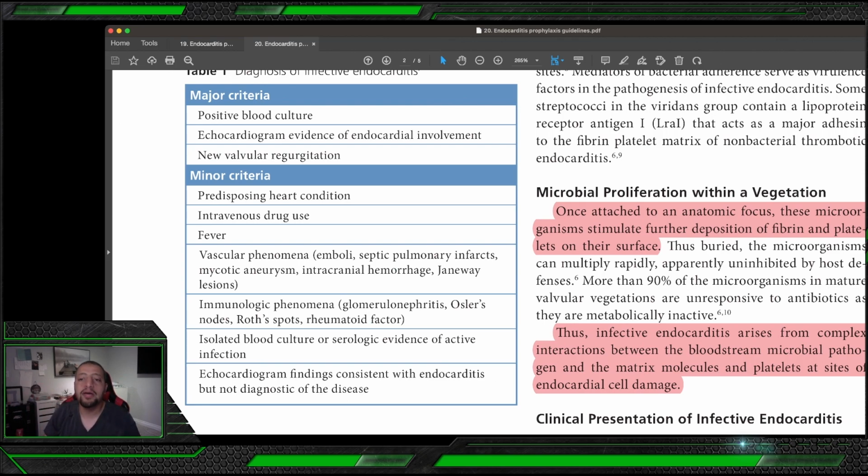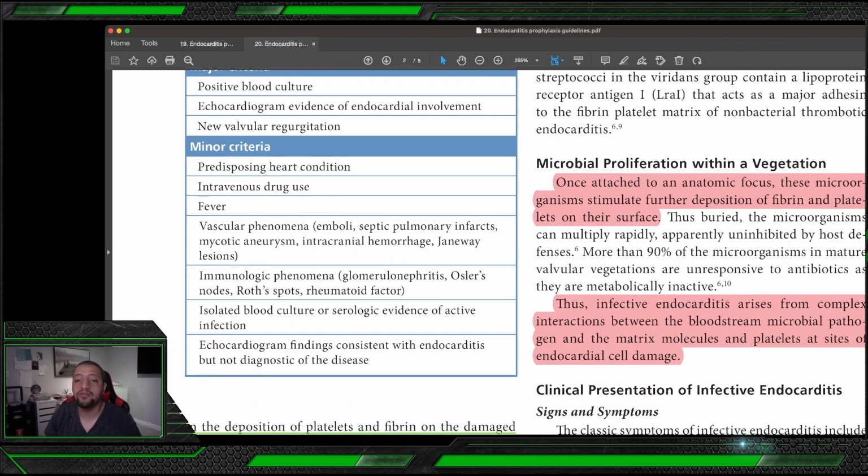The microorganisms can multiply rapidly, apparently uninhibited by host defense. More than 90% of microorganisms in a mature valve vegetation are unresponsive to antibiotics as they are metabolically inactive.